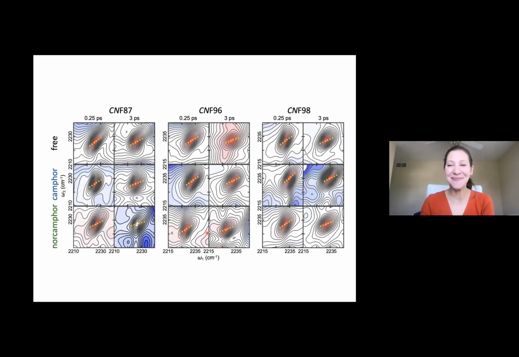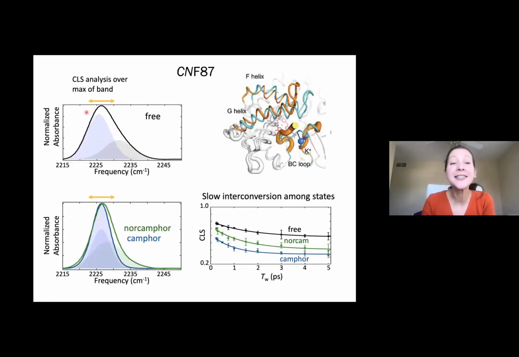So I'm just showing you back the 2DIR spectra here. Although we do have these underlying multiple bands, they're so overlapped that we did not initially try to account for both of them when we analyzed the 2D spectra. So when we do the center line slope, we are doing it over the max of the entire band. I point out that because of that, any interconversion or dynamics amongst these multiple states are going to contribute to our spectral diffusion.